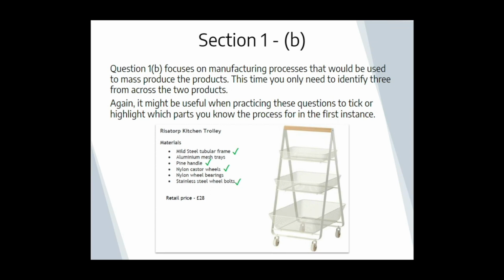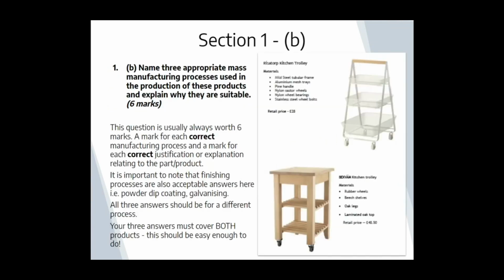So for the Rise Torque kitchen trolley, off the top of my head, I know the processes used for the tubular frame, the pine handle, the nylon caster wheels and bearings, and the stainless steel wheel bolts. So I've put a tick beside those. When you're answering these questions, they usually always are worth 6 marks again. You will get a mark for each correct manufacturing process that you're able to identify, and a mark for each correct justification or explanation that relates to the part or the product that you're talking about.